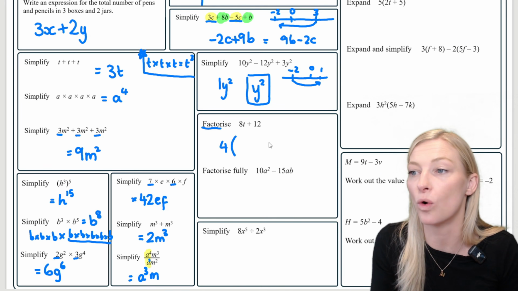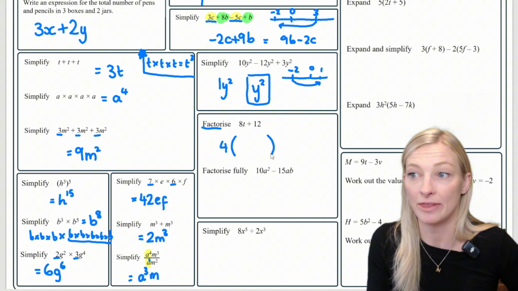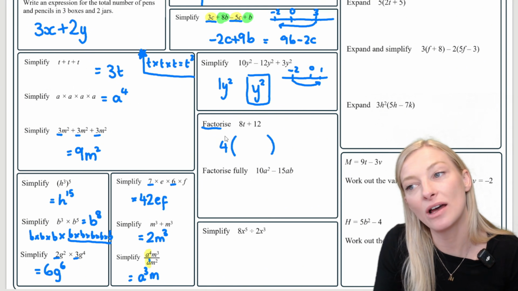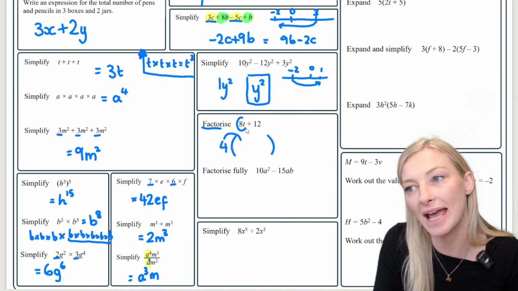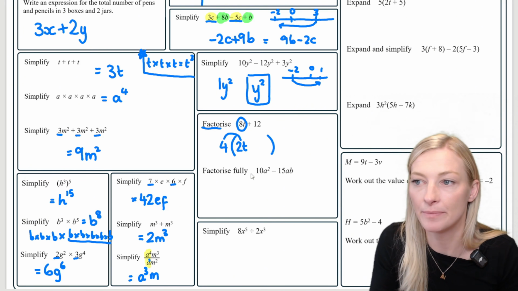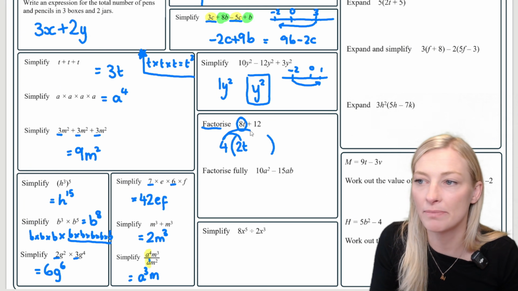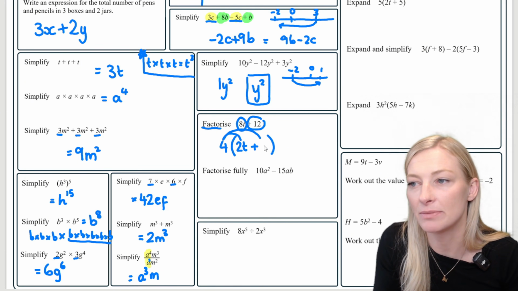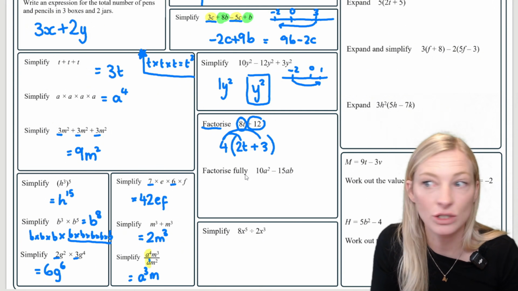So let's put 4 outside our bracket. Always bring the biggest thing you can outside the front of the bracket. And then I'm asking myself, 4 multiplied by what would give me 8t? And I need a 2 and I need a t for that to happen. And then 4 multiplied by what would give me 12, positive 12, and I need that to be 3. 4 times 3 is 12.